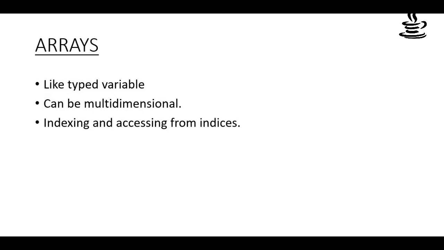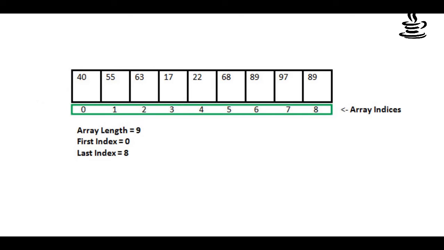So what are arrays? Arrays are basically a sequence of values which belong to a similar data type. So let's say for example we have a sequence of numbers. Now the sequence of numbers consists of different numbers such as 40, 55, 63, 17, 22, 68, 89, 97 and 89, and all of these numbers belong to the data type integer. Since this is a sequence and each value is stored consecutively in a block of memory, we will say this is an array.